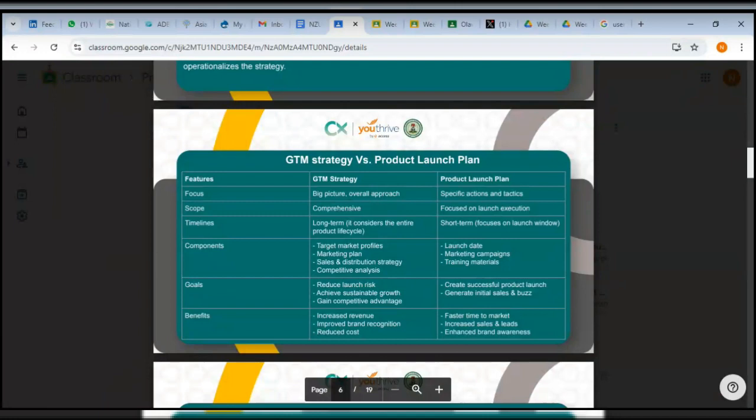Timelines. The go-to-market strategy is more long-term, and it considers the entire product life cycle. And then the product launch plan is a shorter plan and focuses on the launch window, like what do we launch, what are the activities to be done to launch. Components: the target market profiles, the marketing plan, the sales and distribution strategy, the competitive analysis. These are the components that you have to take into consideration when creating your go-to-market strategy.